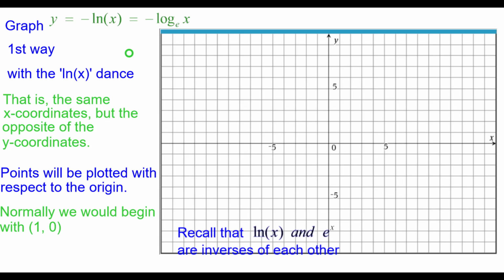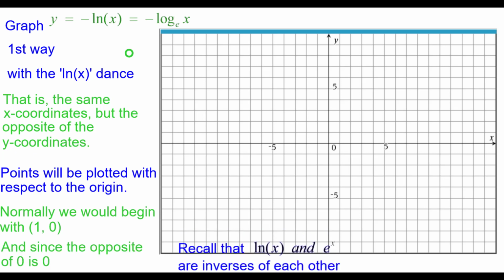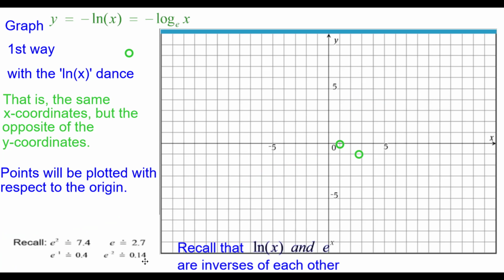Normally we would begin with 1, 0 on the natural log dance, and since the opposite of 0 is 0, we will plot 1, 0. Recall these powers of e. You need to know those for both the e and the natural log functions. Write 2.7 down 1 because the opposite of the natural log of e is -1 and e is 2.7, so it's 2.7 down the 1.